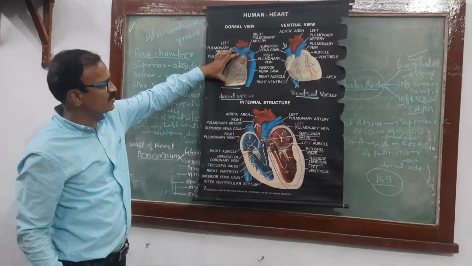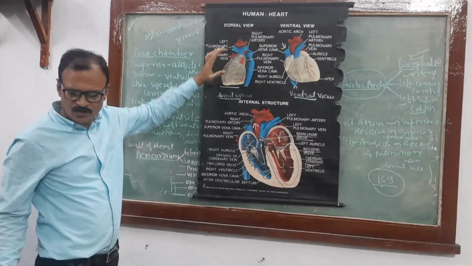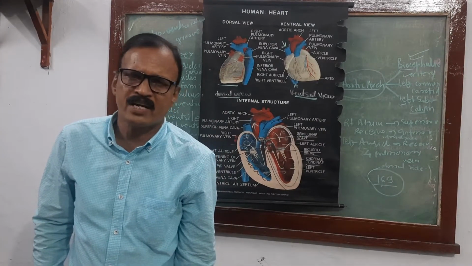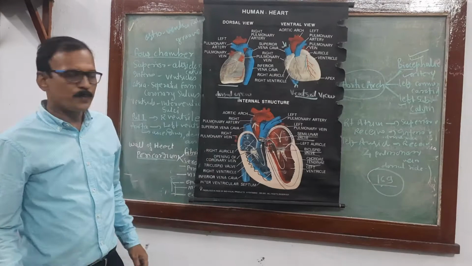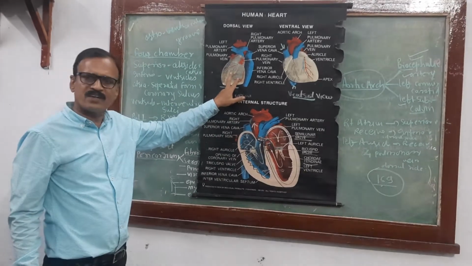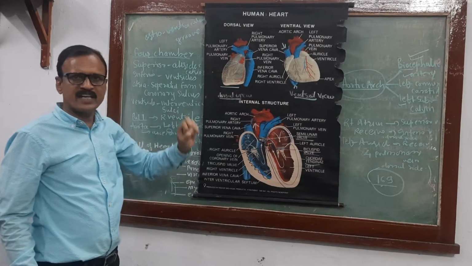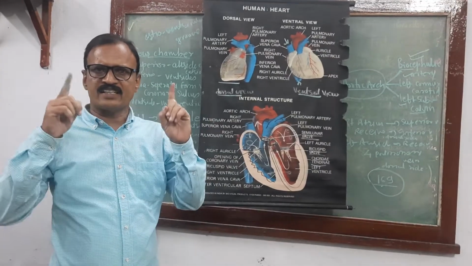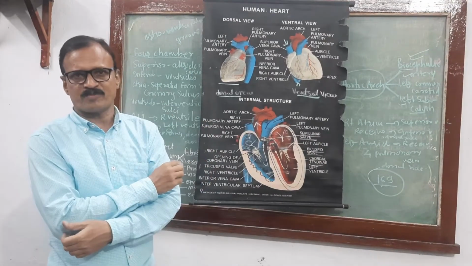Now, what about the external structure? You know very well the human heart has 4 chambers. How many chambers does our heart have? 4 chambers. What is the superior chamber called? Auricles. What is the inferior chamber called? Ventricles. The superior chambers, called auricles, receive the blood from all parts of the body.